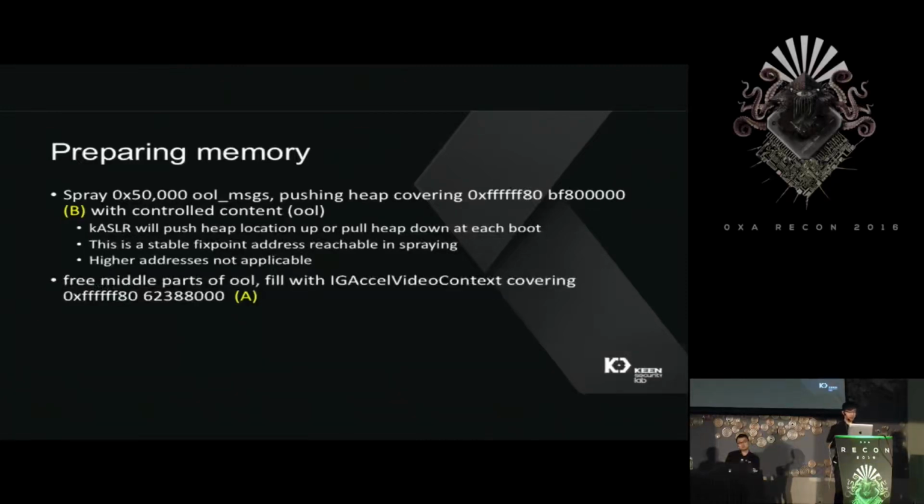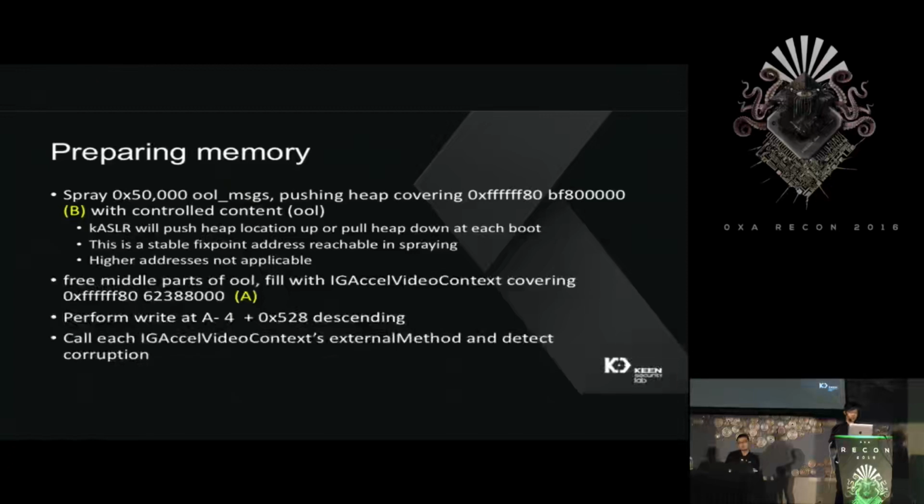And we will free the middle page of the OOL message and fill it with the IGXL video context, whose size is also double page size. And we will cover another key address, which we named address A, 623.88000. And we will perform a write using the Blizzard vulnerability at the service pointer, and we will point it to the OOL message whose content we can control.